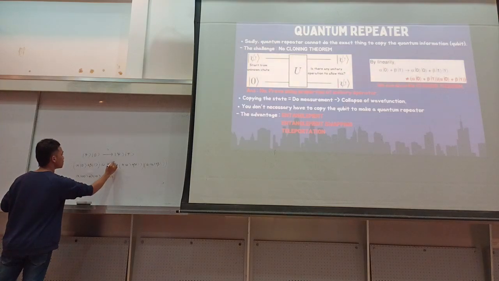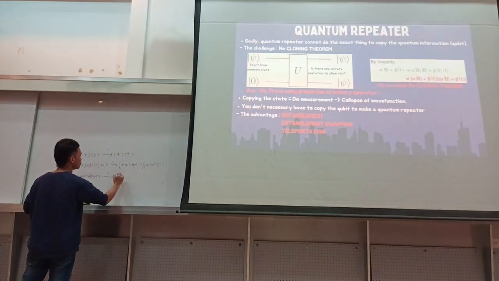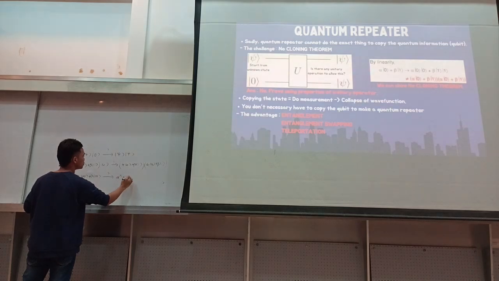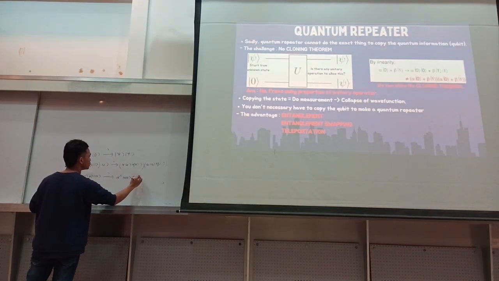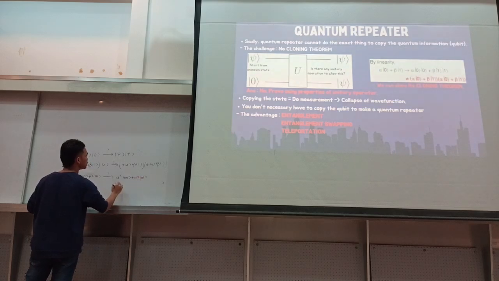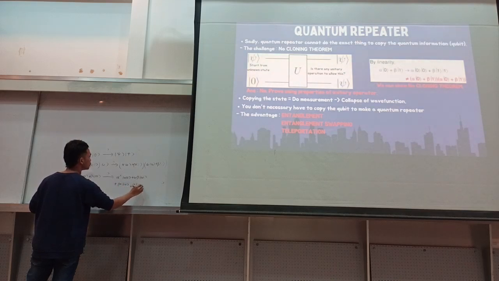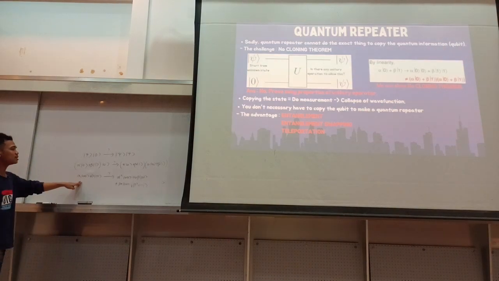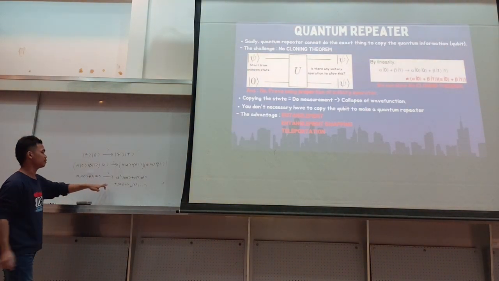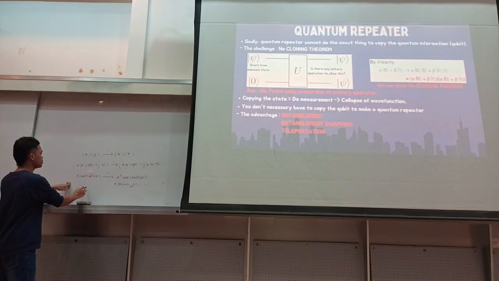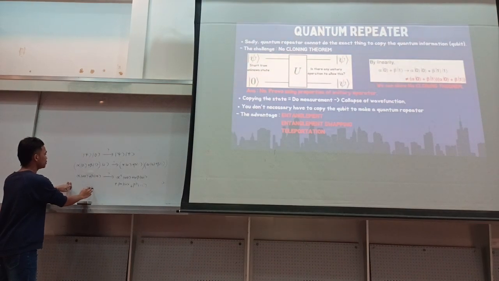Can we? So this is alpha squared 0, 0 plus alpha beta 0, 1 plus beta alpha 1, 0 plus beta squared 1, 1. So of course this in general is not true, left hand side and right hand side. It is only true when, for example, I want to have alpha equals 0.